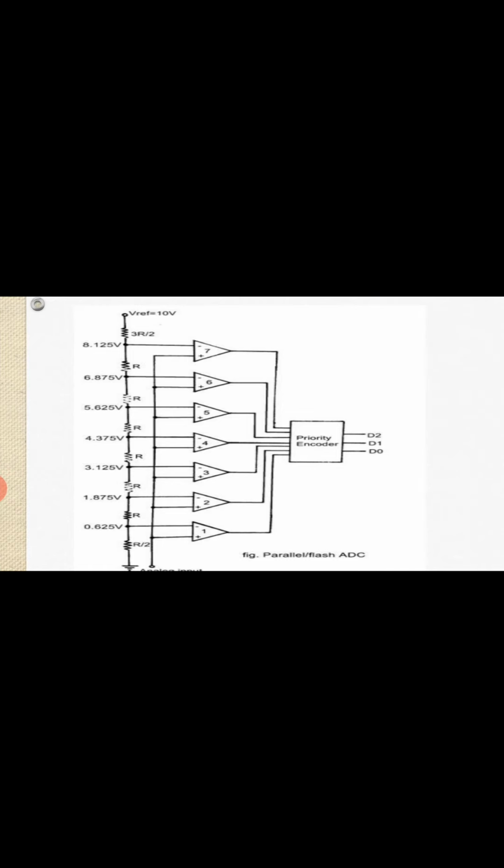These comparator outputs are then applied to the priority encoder. The encoder converts those zeros and ones into a binary number and produces the digital binary output. So this is the basic working of this flash ADC.